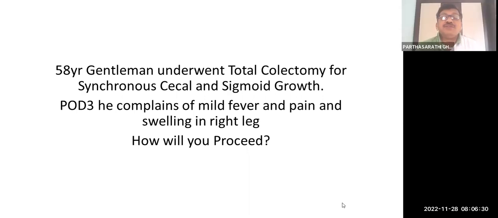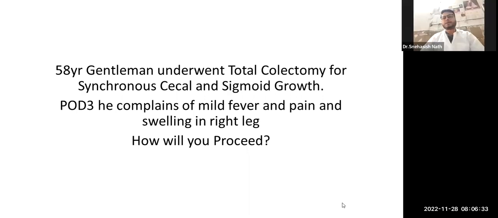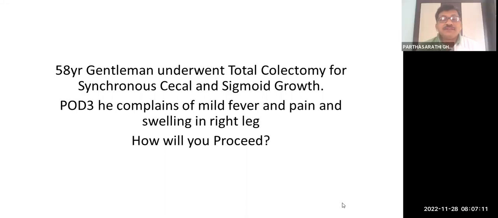Sir, usually on the third postoperative day, the cause of fever may be atelectasis or pneumonia or aseptic fever, or it may be postoperative thrombophlebitis or deep vein thrombosis as suggested from the history, sir. There is unilateral swelling in the right leg. So this might be a case of deep vein thrombosis of the lower limbs, particularly in the right leg, sir.